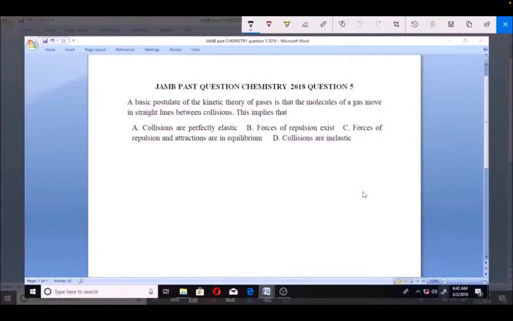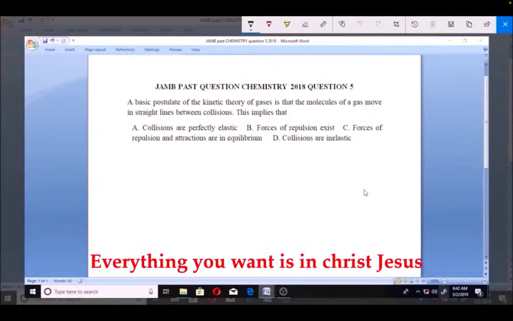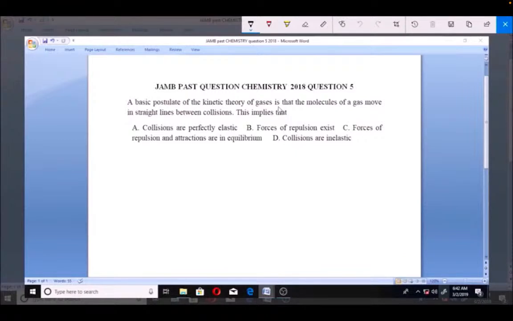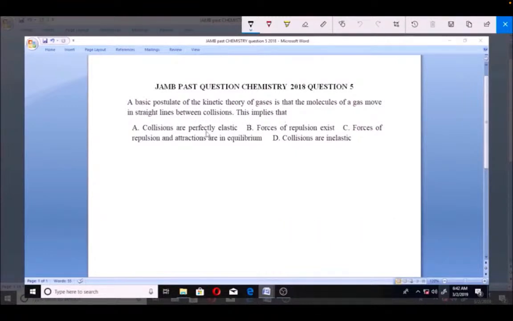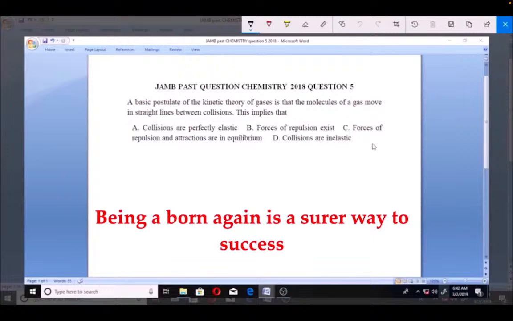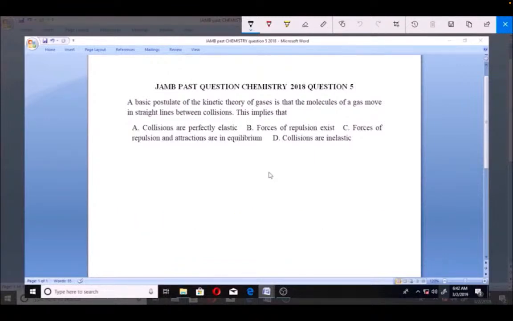Hello, welcome. Let's look at this JAMB past question, Chemistry 2018, question number 5. A basic postulate of the kinetic theory of gases is that the molecules of a gas move in straight lines between collisions. This implies that A. Collisions are perfectly elastic. B. Forces of repulsion exist. C. Forces of repulsion and attractions are in equilibrium. D. Collisions are inelastic.